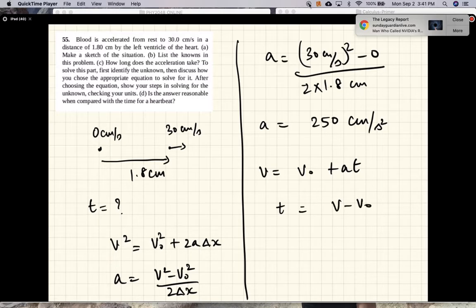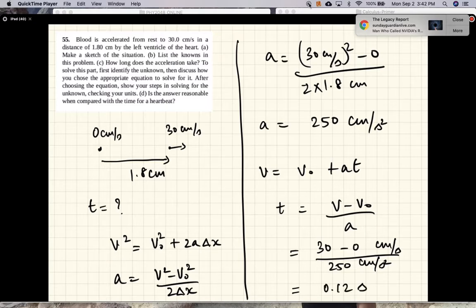V minus V naught divided by a, which is 30 minus 0 centimeters per second divided by 250 centimeters per second squared. Okay, so 30 divided by 250. So 0.12 seconds.